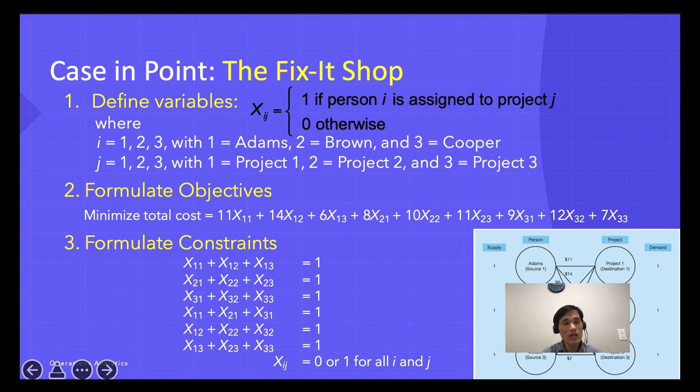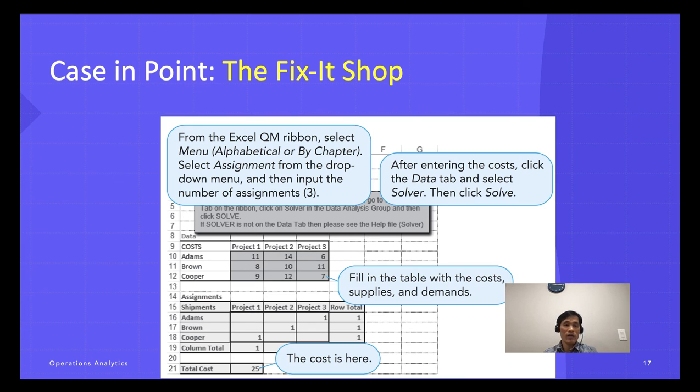If you do that, now we are ready to go to Excel solver and solve it, and we find that the best option is Adams takes project 3 and Brown project 2 and Cooper project 1, and the total cost in that case will be $25. And let's solve it together using Excel solver.